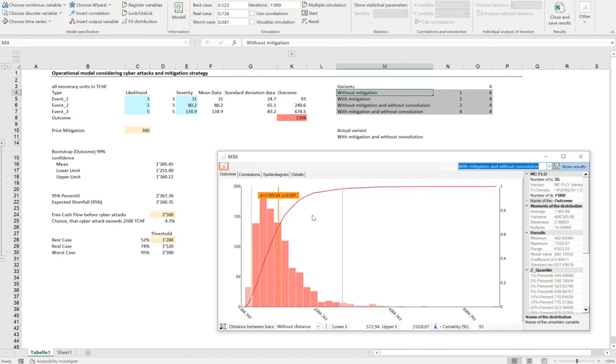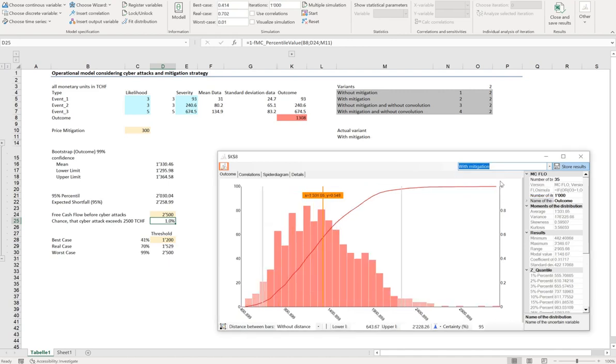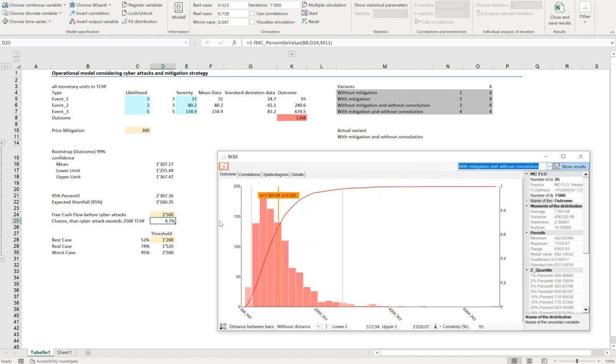So if we would like to reduce our exposure to a 1% threshold, then we should always stay fine with the mitigation strategy, paying 300,000 Swiss francs per year. However, if we would use the flawed calculation without convolution, we would have to pay much more for the mitigation strategy than is necessary.